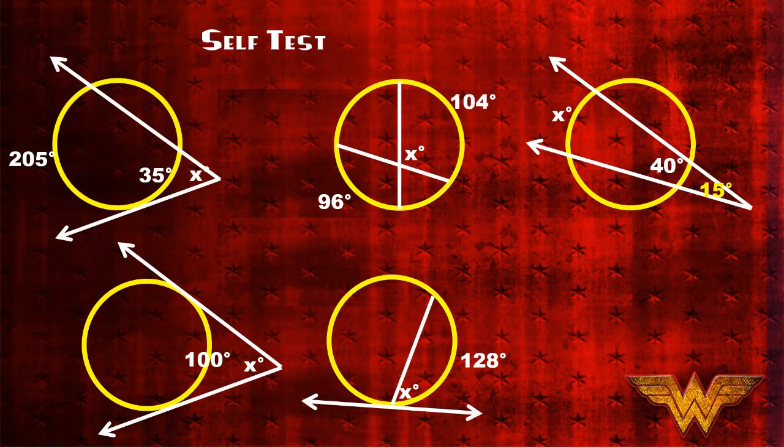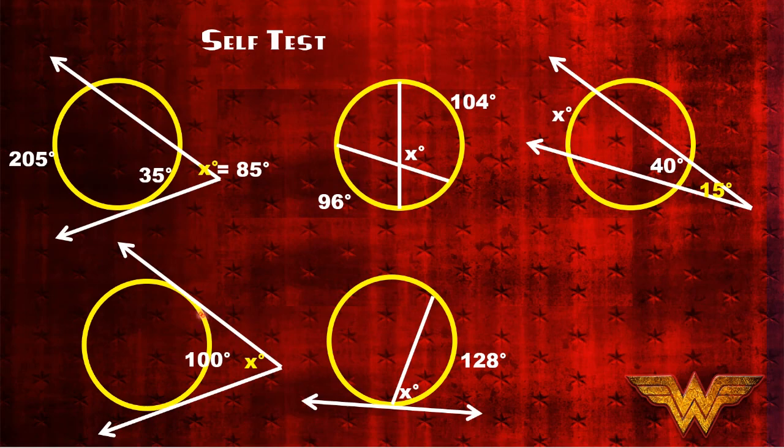Now, let us have a self-test. Pwede niyong i-pause muna yung video while you are answering and solving, and then playback na lang ulit pag tapos na kayo and kung gusto niyo nang i-check yung mga sagot niyo. Okay, let us now answer. For this figure, to get the value of x, we have 205 minus 35 divided by 2, which is equal to 85 degrees. Tama ba kayo?